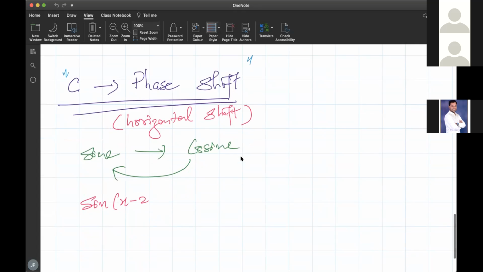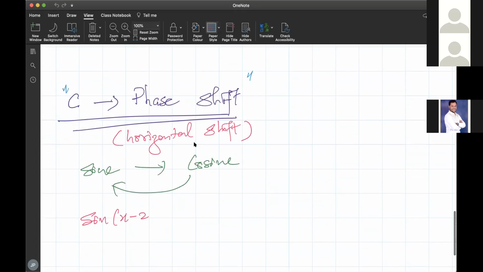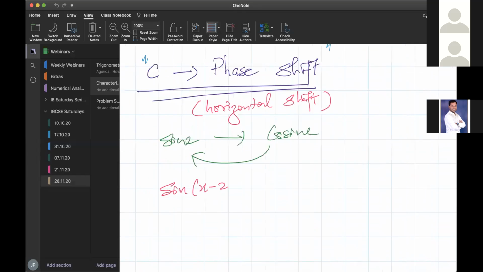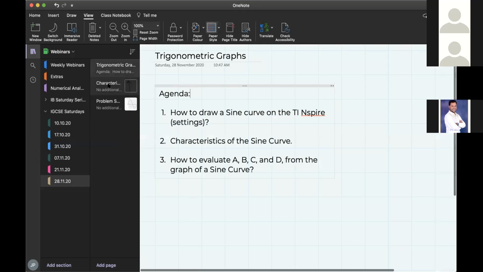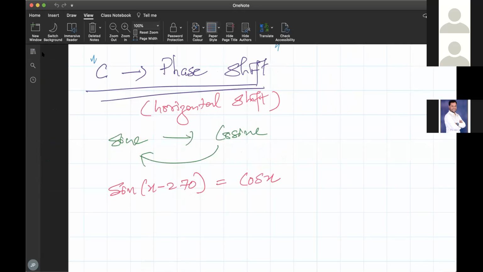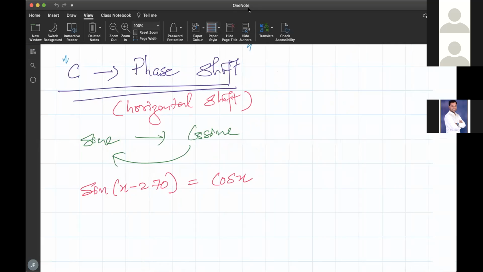My OneNote is not showing what I've written. I don't know. It's not refreshing. But I actually wrote sine of X minus 270 is equal to cosine. I hope that was clear. It's slowly appearing. 27 has appeared. Maybe it's the internet that's a little too slow. But so far, oh yeah, there you go. It's appeared now. So I hope that is clear how you were able to visualize it.